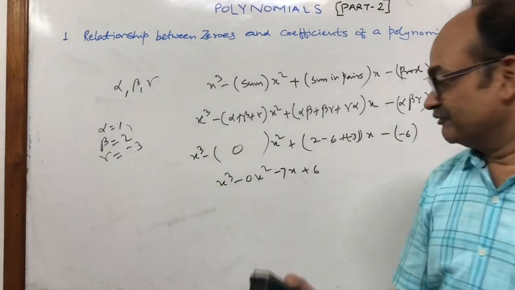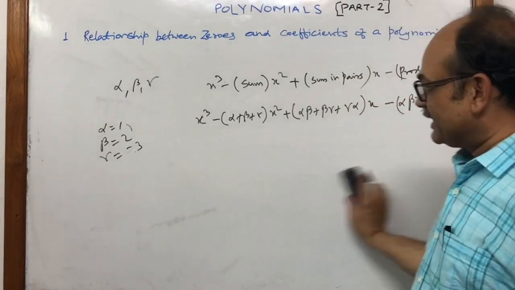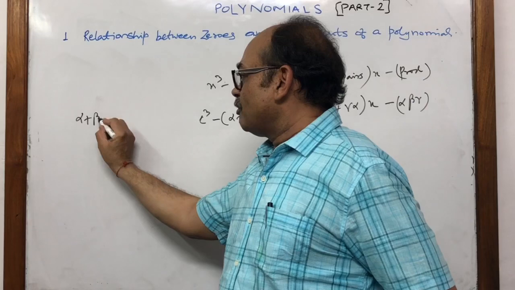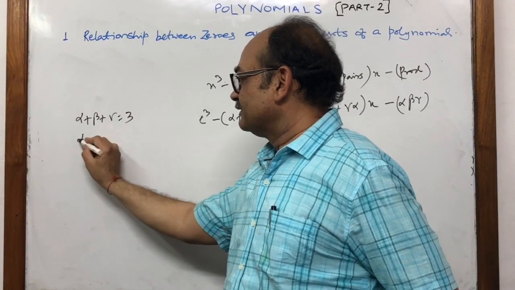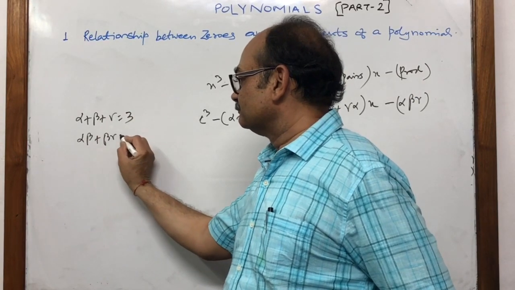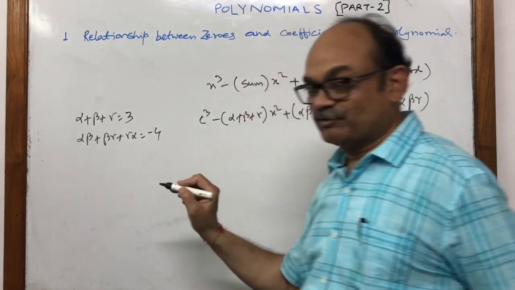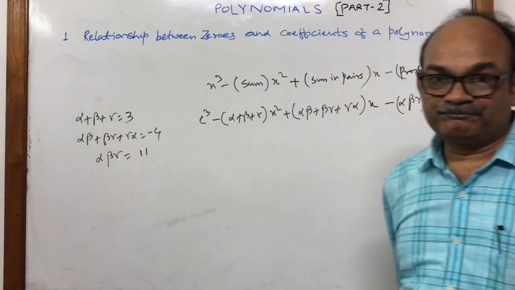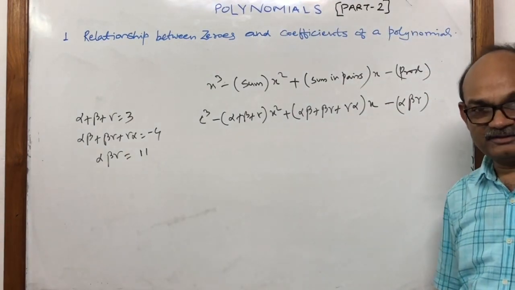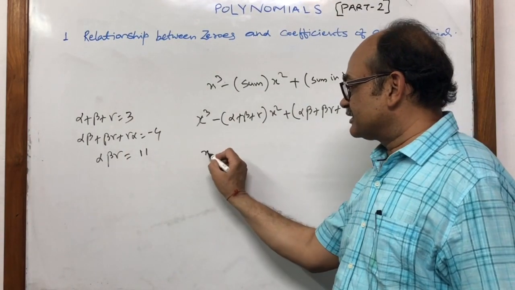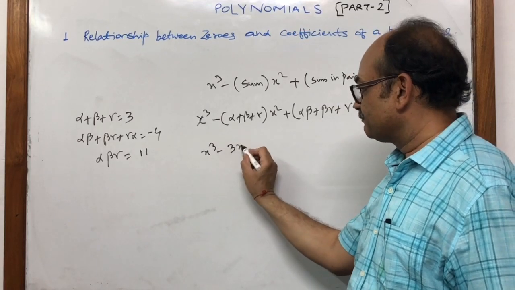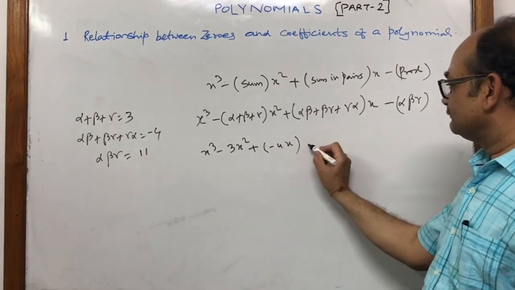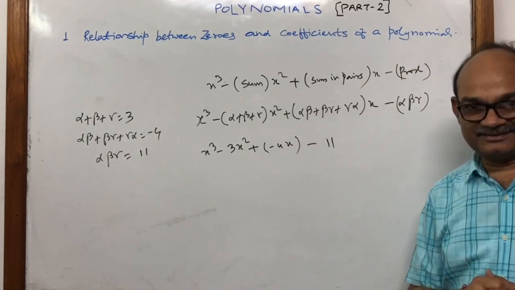And sometimes, to make it easier for you, they will give you the sum of all 3, the sum of products in pairs, minus 4, and the product of all 3, 11. Form the polynomial. Directly we can write x cube minus, plus, and minus, and that is the polynomial.